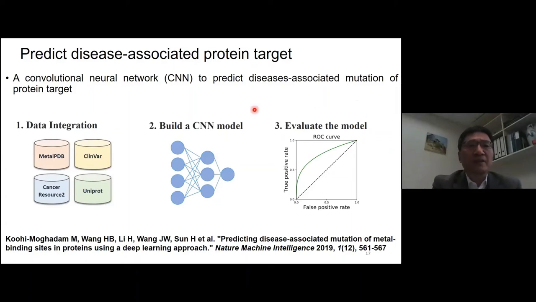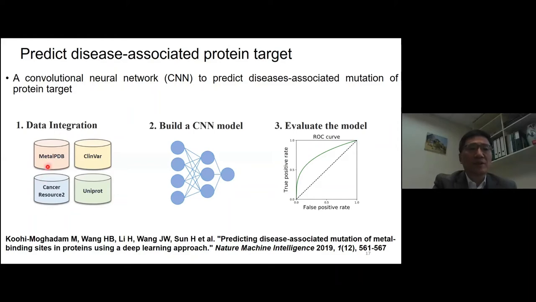We use this convolutional neural network to predict disease associated mutations of protein targets. And we all know the protein will evolve and mutate during evolution over millions of years and with time. Certain amino acids can be changed to different amino acids. In this case, we call this the mutation. And this mutation, in most of the cases, could be okay and won't generate any side effects, but sometimes some mutations will disrupt the function of the proteins. And therefore, we need to analyze comprehensively to see which proteins with mutations may cause potential diseases and so on.